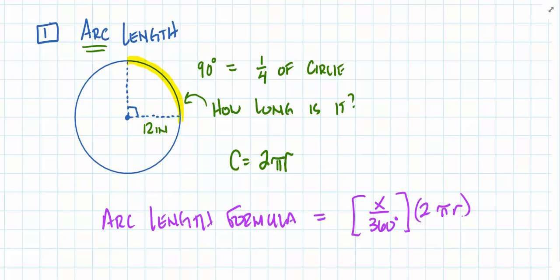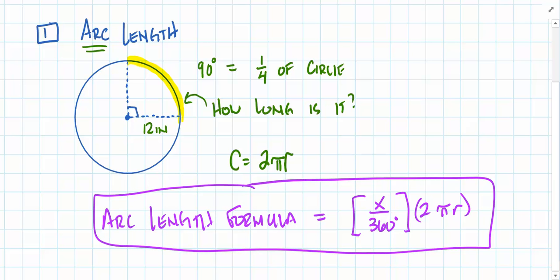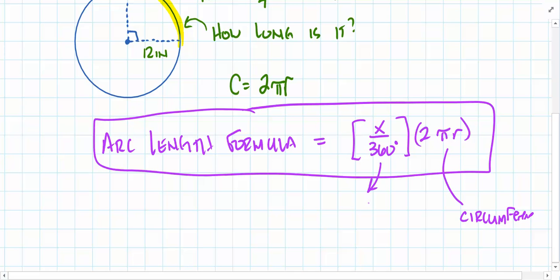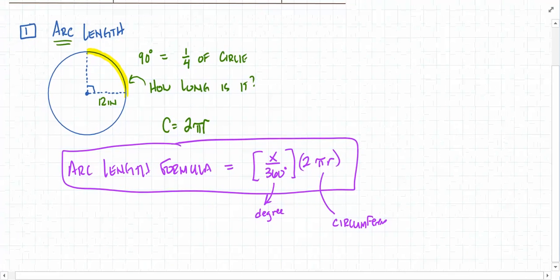X is the degrees. So you take the amount of degrees that you have, where x represents the degrees, over 360, and you multiply it by the circumference. This part right here represents the full circumference, and this part right here represents the degree that you've been given. So, as an example, if we want to actually calculate this problem, I'll shrink it down and move it over a little bit so we can all see.